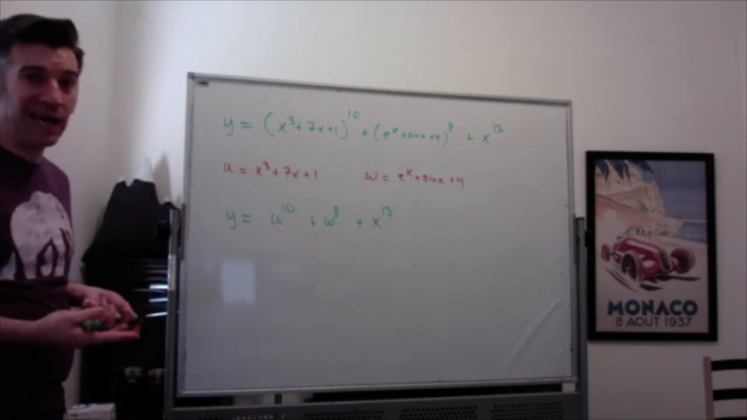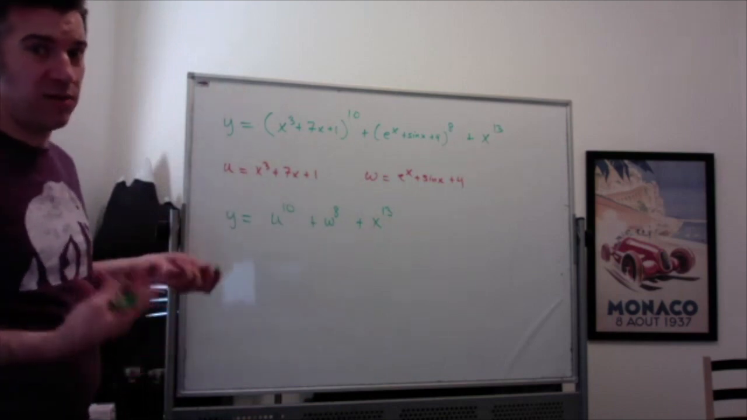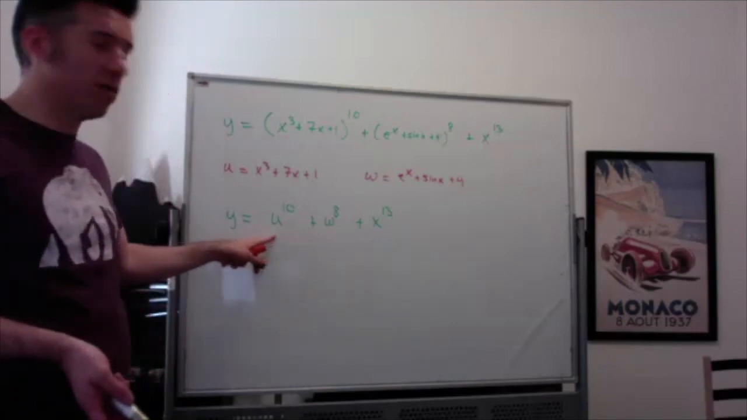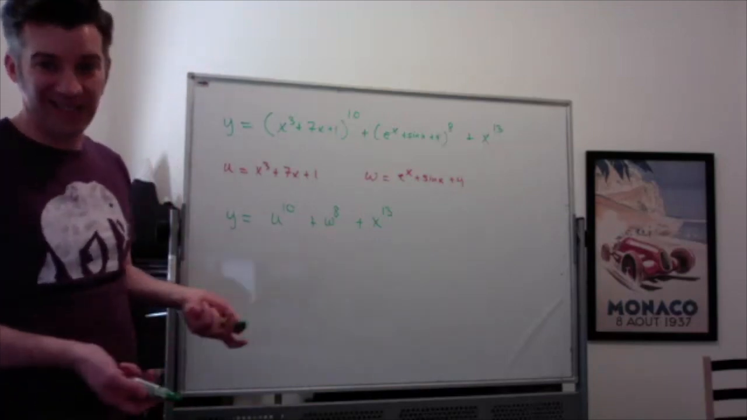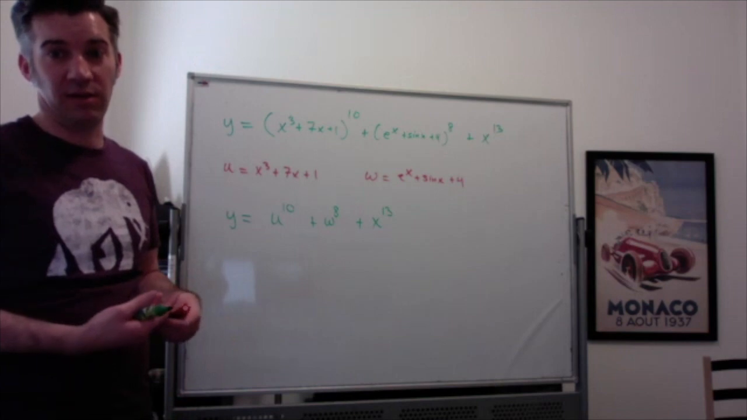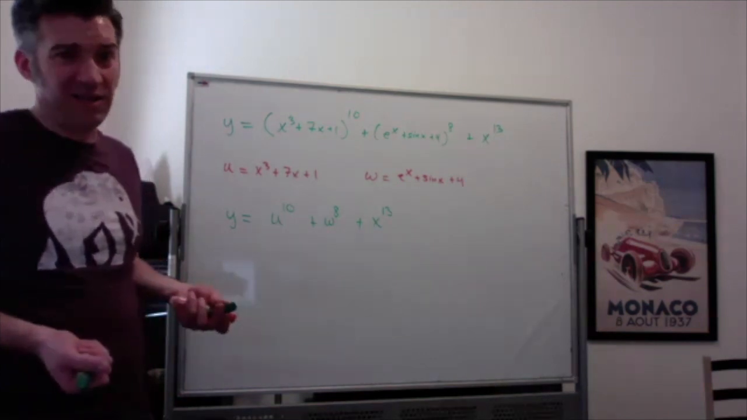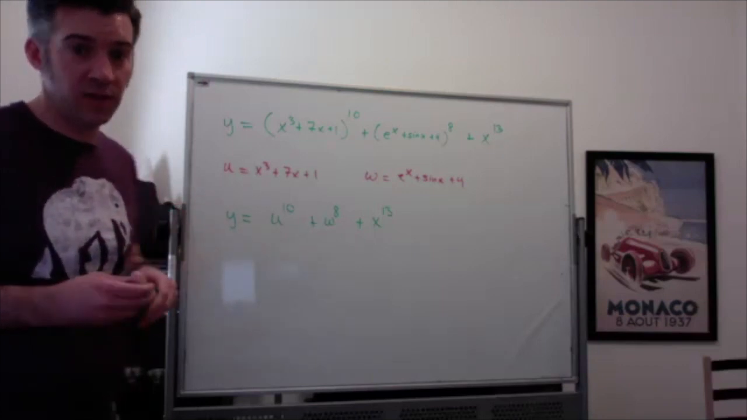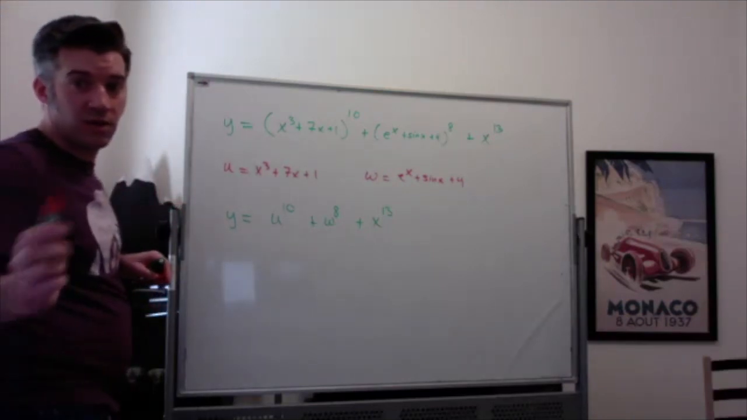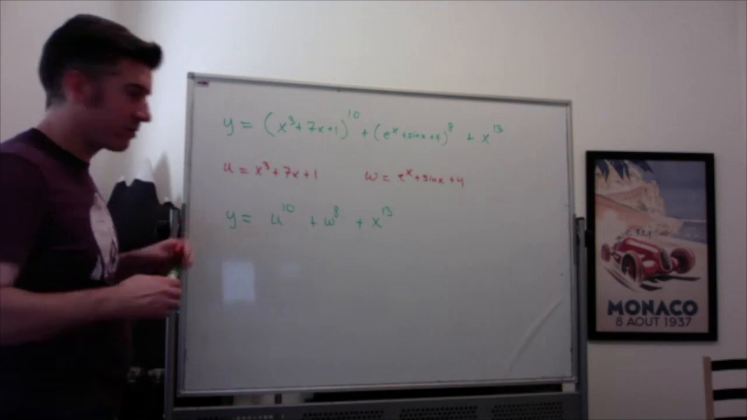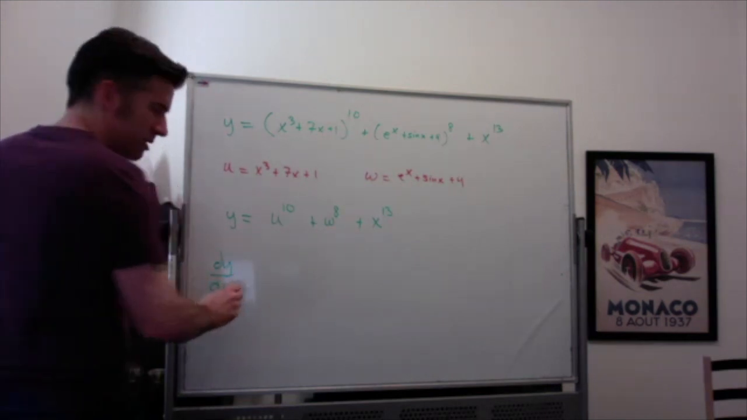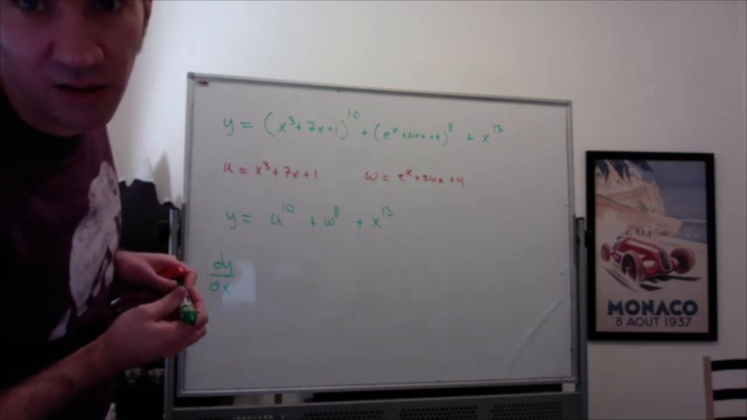But it's still implied that u and w are functions of x, even though I'm not actually writing it in here. I could write u of x to the 10th and w of x to the 8th if I wanted to be a little more explicit about their relationship, but it's not really necessary. So now I'm going to take the derivative of this stuff, dy dx.